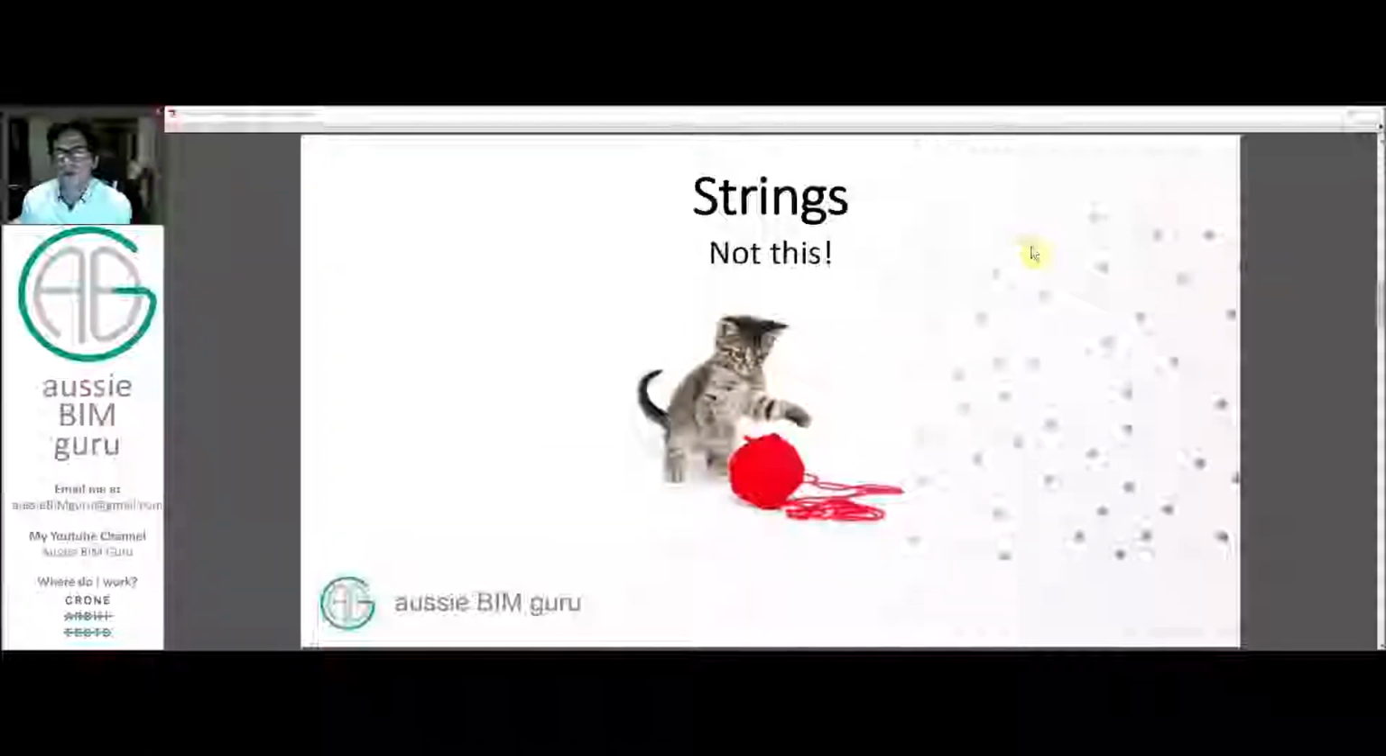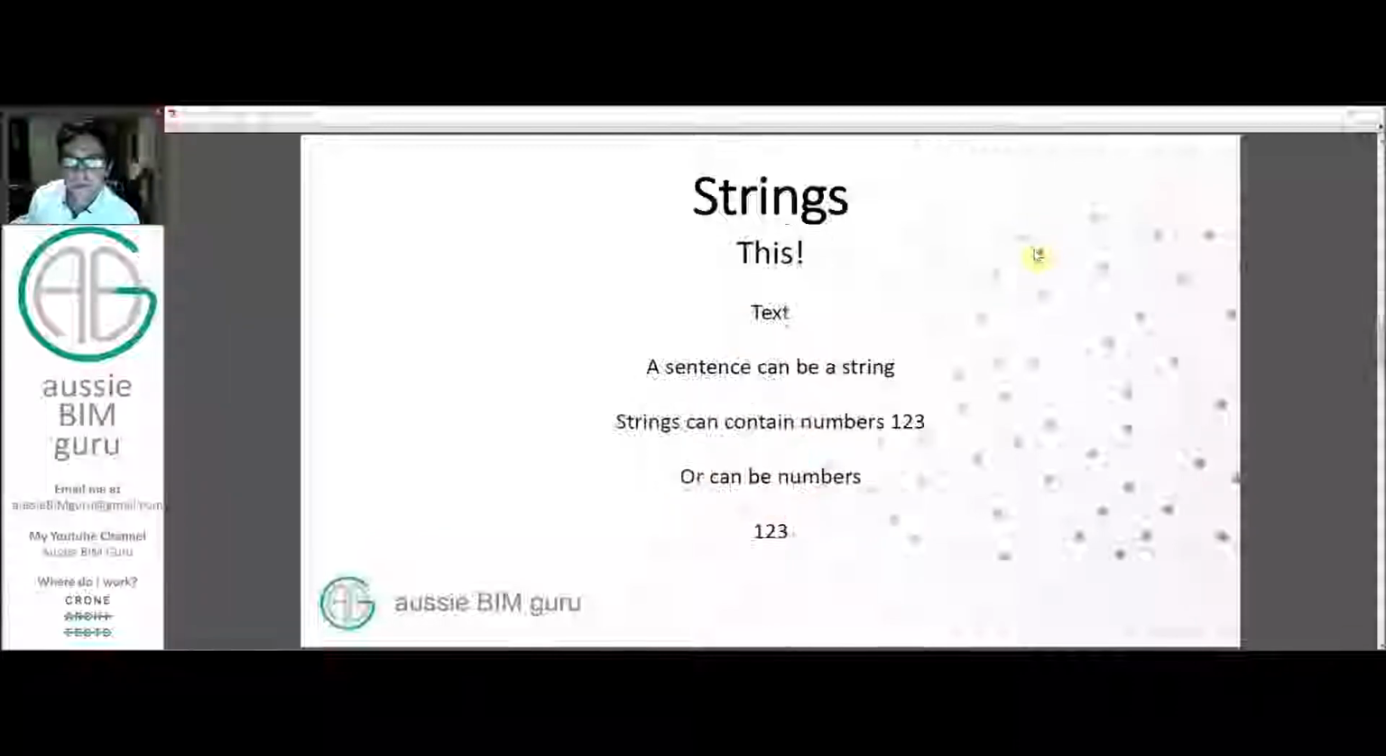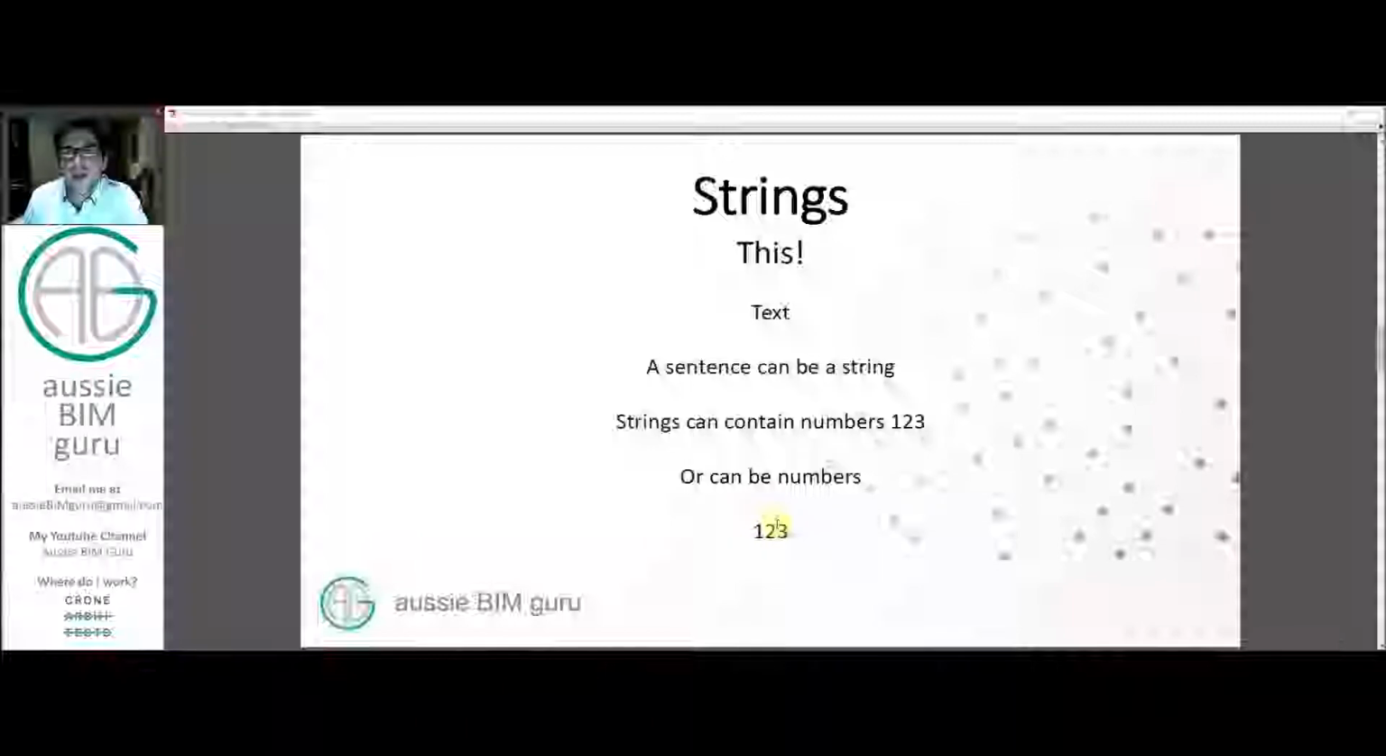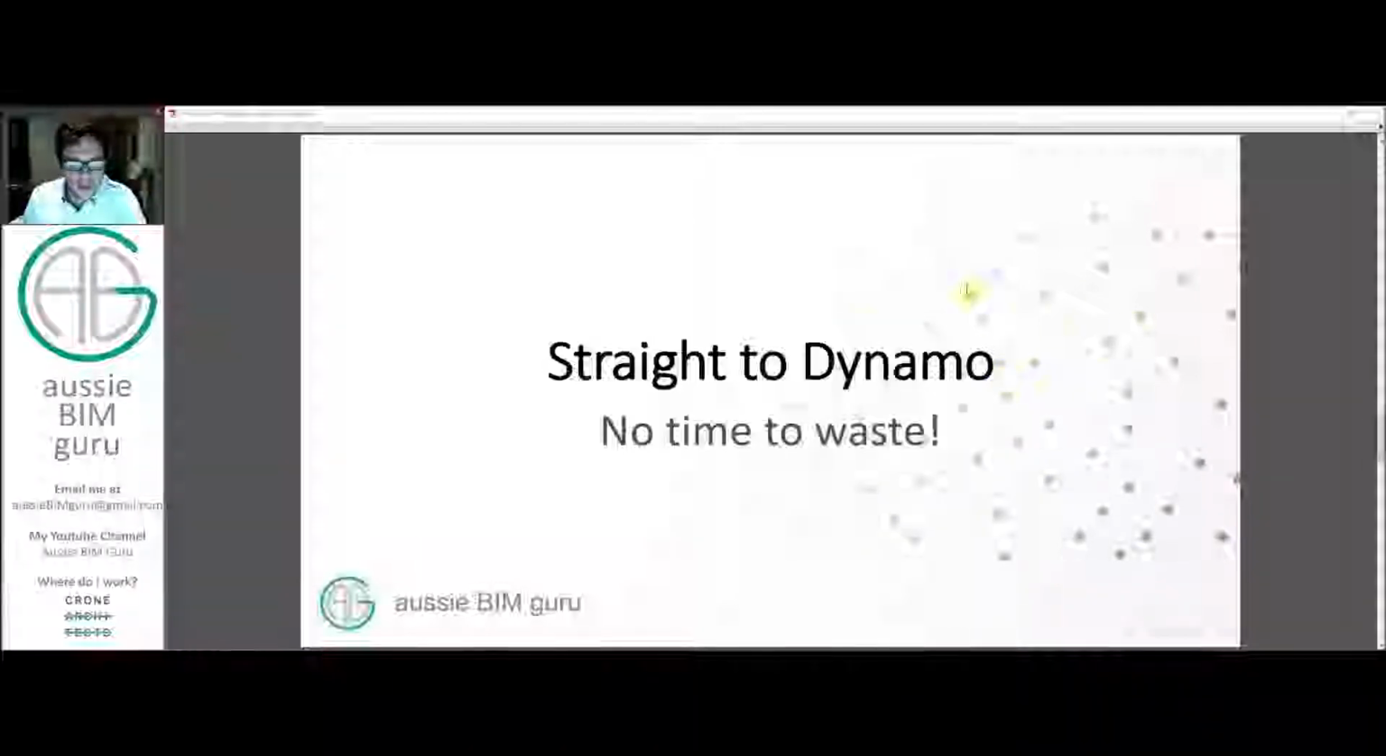So for those that don't know what strings are, we're not talking about this sort of string. We're talking about this sort of string. So in coding, a string is basically a piece of text or anything that can contain numbers or letters. So you can see here, for example, a word is a string, a sentence is as well. Strings can contain numbers or they can just be numbers. So everything you see there is a string. So the data type is really what matters here. So we need to process the data as a string. So for example, if I processed 123 as a number, it wouldn't treat it like a string, and I'll show you that shortly.